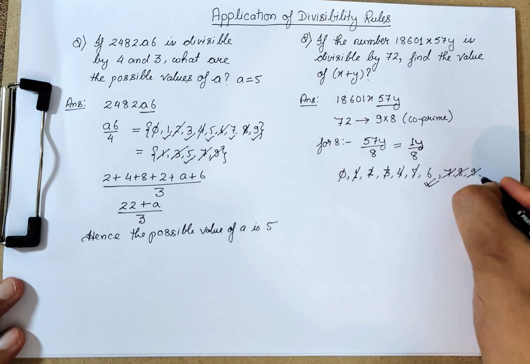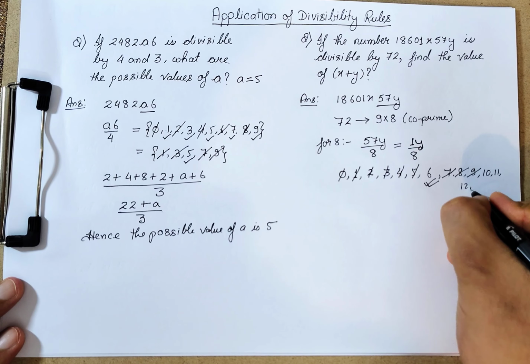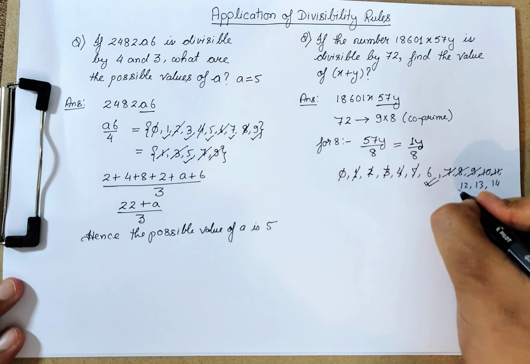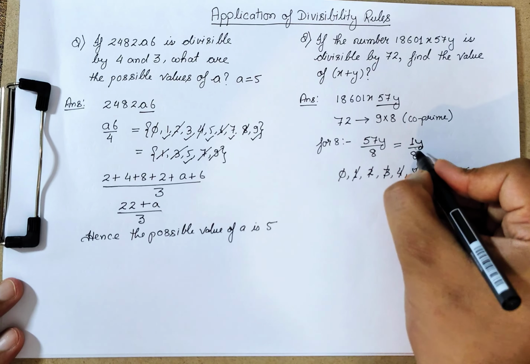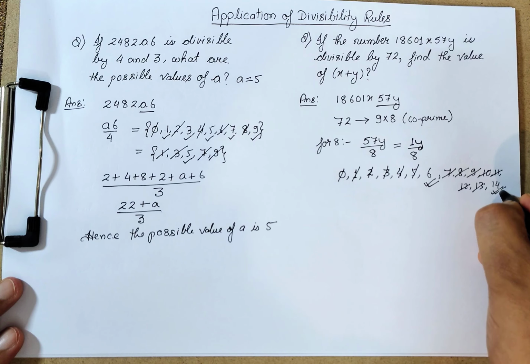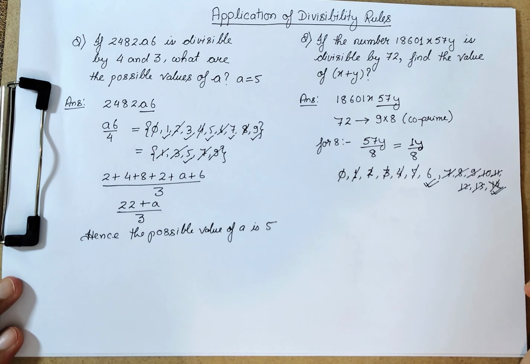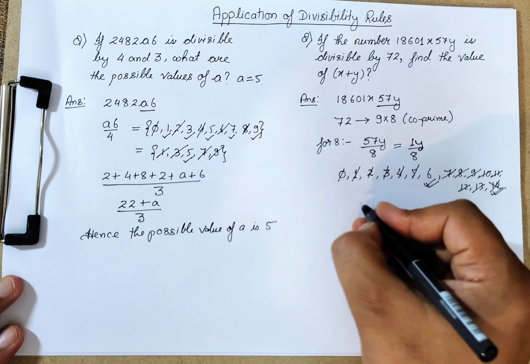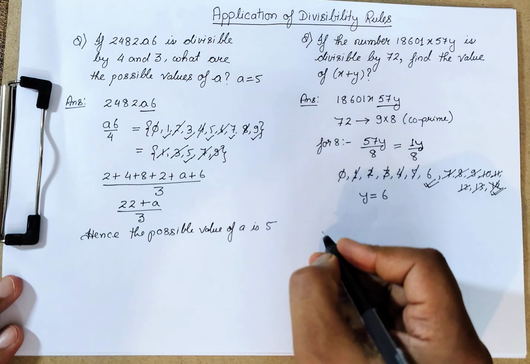Okay, so next value here will be 10, 11, 12, 13, 14. So 10 is ruled out, 11 is ruled out, 12 is ruled out, and 14 will be the next possible value. But y is a single digit while 14 is a double digit. So this is already ruled out. So from here we got only one possible value of y, which is equal to 6.